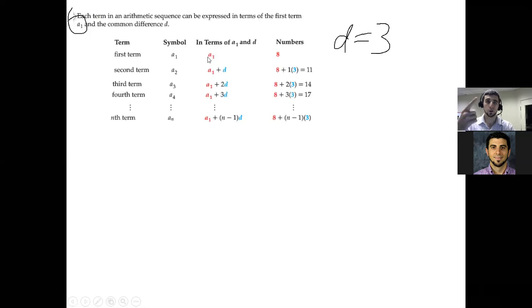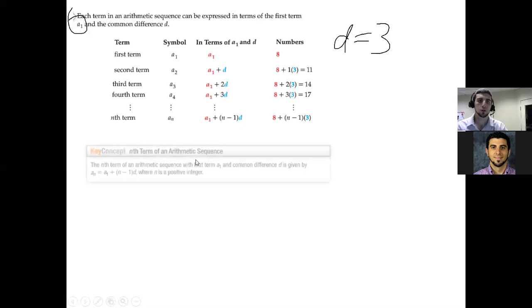Because to get the first term, you don't have to add the common difference. But to get the second term, you add the common difference once. To get the third term, you add it twice. To get the fourth term, you add it 3 times. To get the seventh term, you add it 6 times. To get the nth term, any term you want, you take the original term and add to it 1 less than the number of the term that you're on times the common difference.